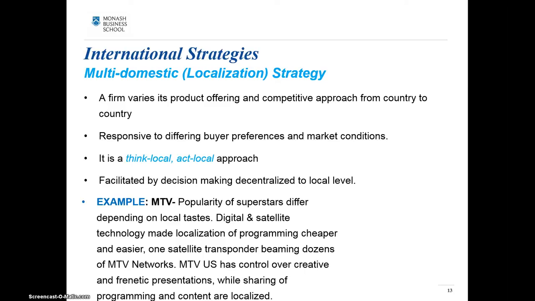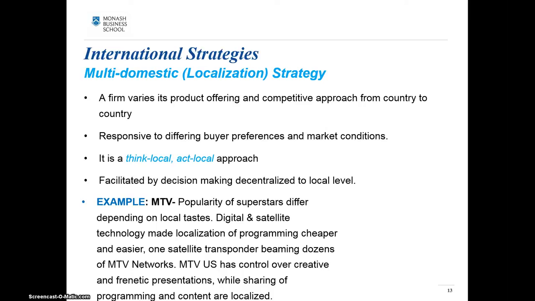What we tend to find is most of the firms that employ a multi-domestic strategy have high levels of decision-making decentralization. So high levels of decision-making autonomy and freedom are given to the subsidiaries so that they're able to adapt and be flexible to these changing and differing consumer demands from one market to another without having to have that single approach across all of them.